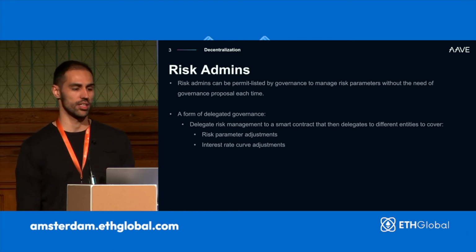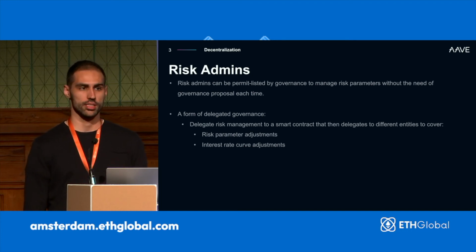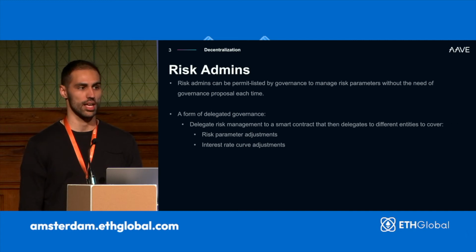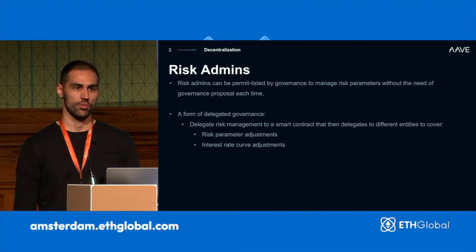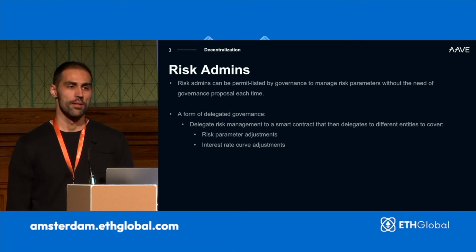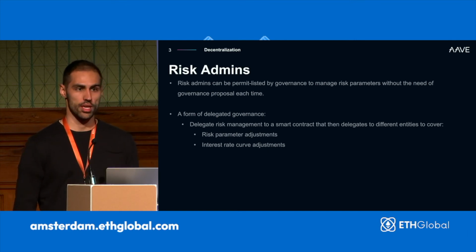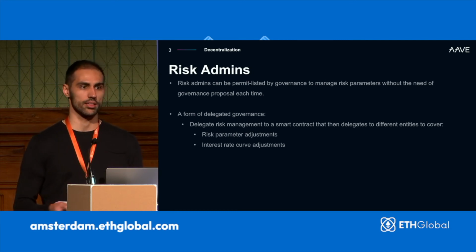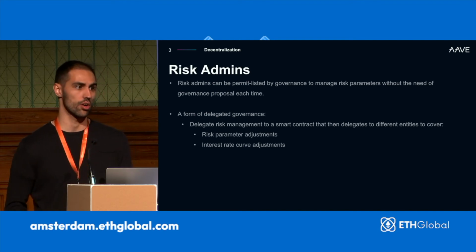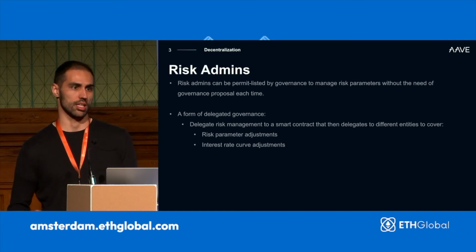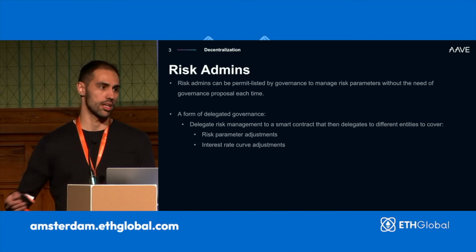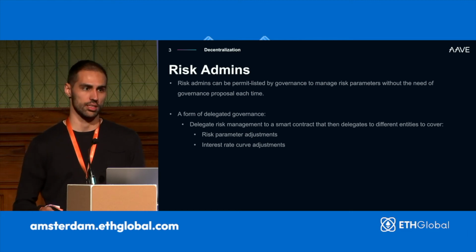So we have the risk admins and also the listing asset admins. The risk admin is a specific role of the system that has the ability to change the risk parameters of the reserves without the need of a governance vote. These risk admins could be DAOs or any other entity, or even automated agents that react to specific events or metrics and change the risk parameters accordingly. They can change the risk parameters or also the interest rate strategies of the reserves as well.